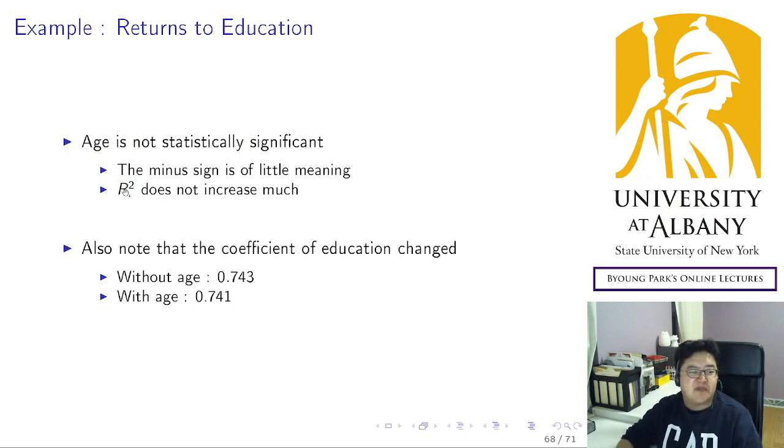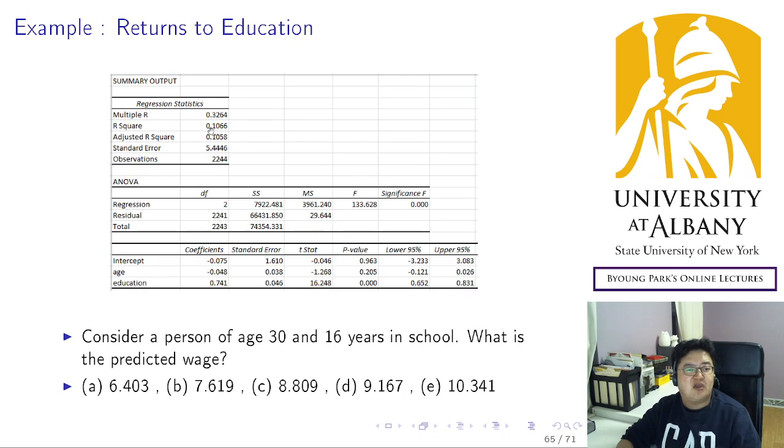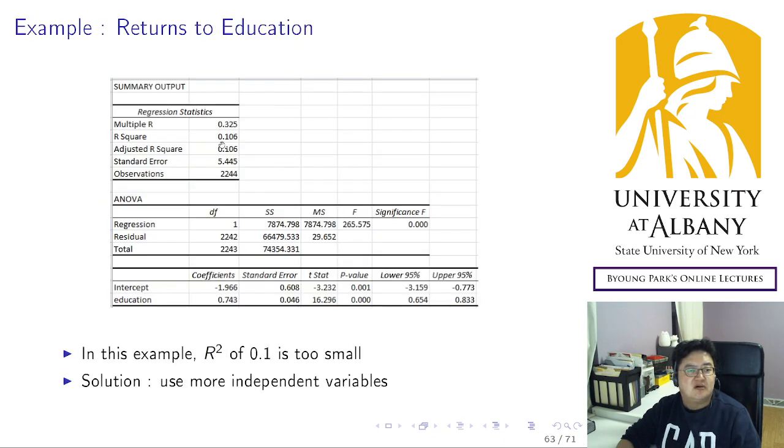Also, you may compare the R squared. Now the R squared is 10.66%, about 10%, but earlier we had 10.6%. There is no increase, almost no increase.